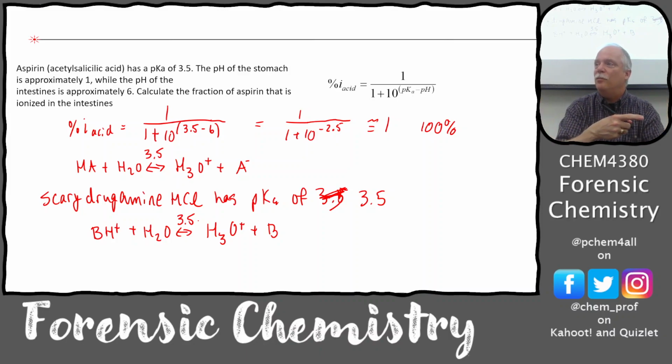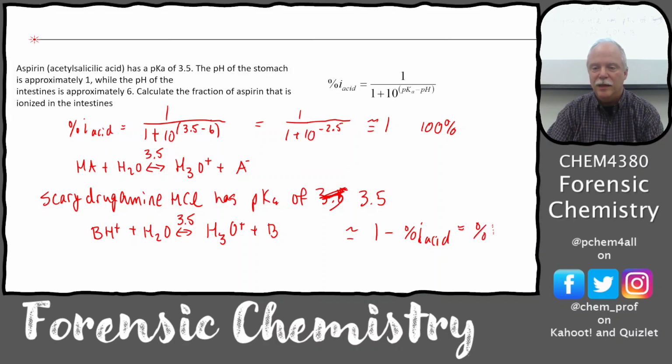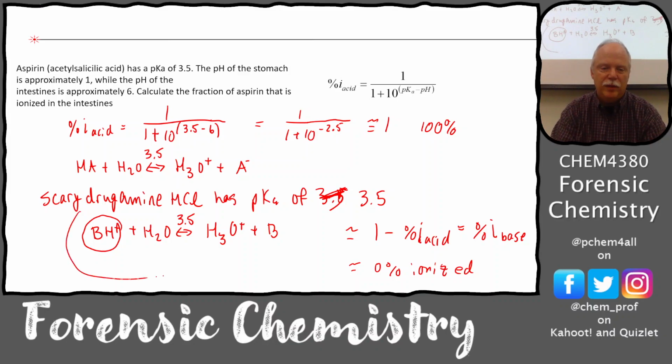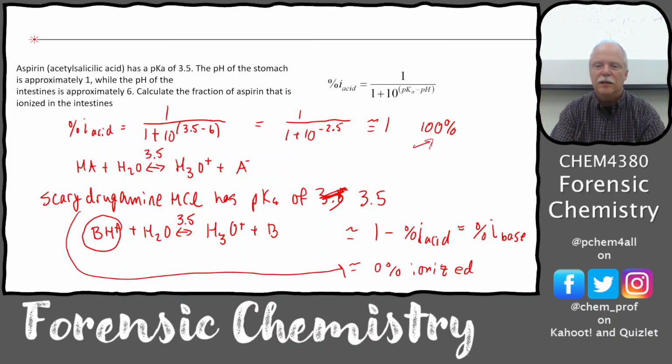So it'd be 1 minus 1. It'd be 0% ionized. So all of the reactants are gone, and this would be roughly 0% ionized. So it's 1 minus the percent ionized for the acid equals the percent ionized for the base. Maybe I should do 100%, since we're dealing with hundreds. But anyway, since the ionized species is on the other side, we kind of invert it. And so it would be essentially 0% ionized. So this scary drugamine would be 0% ionized, whereas the acid would be 100% ionized in the intestine. Okay.